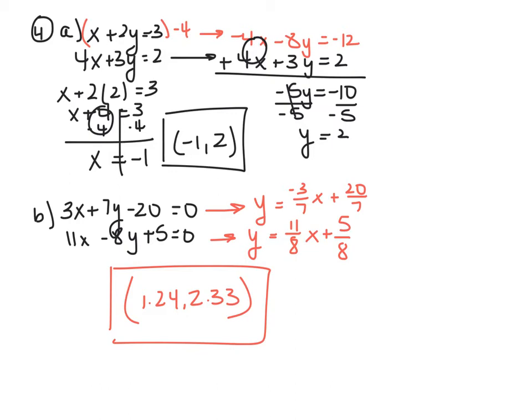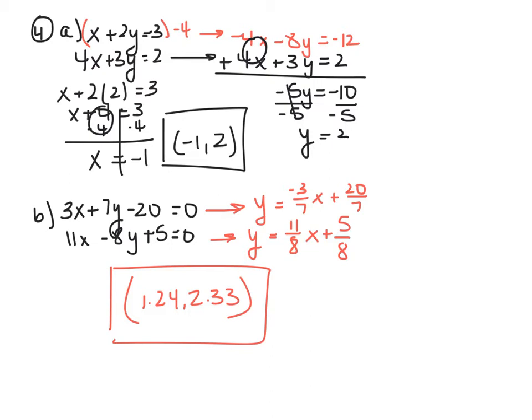So I solved both equations for y. This top equation becomes y equals negative 3 over 7x plus 20 over 7. And the second equation becomes y equals 11 over 8x plus 5 over 8. I plugged those into the y equals part of my graphing calculator and found where they intersected, which is 1.24 and 2.33.